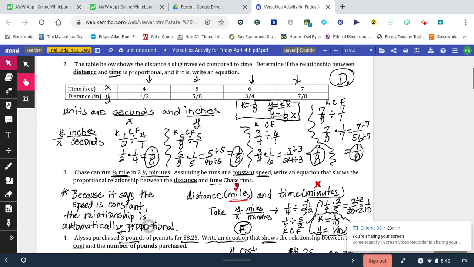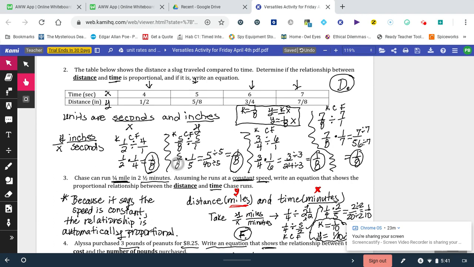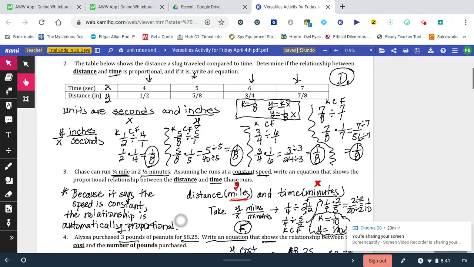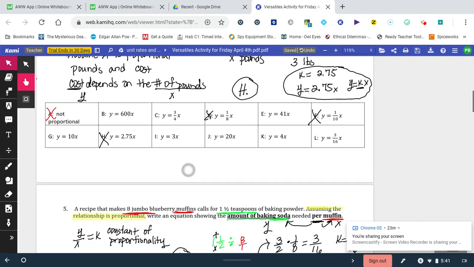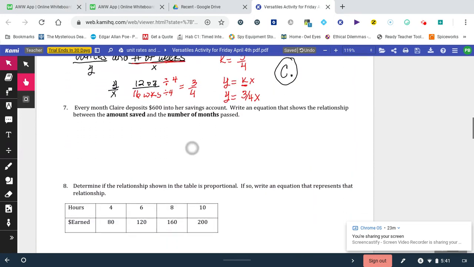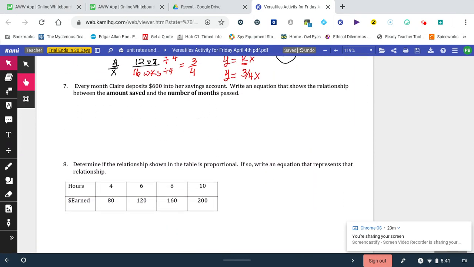I'll go back to it in just a second. I noticed I didn't cross out D. Oh, it's on the other one. Okay. All right. Let's take a look at number 7.